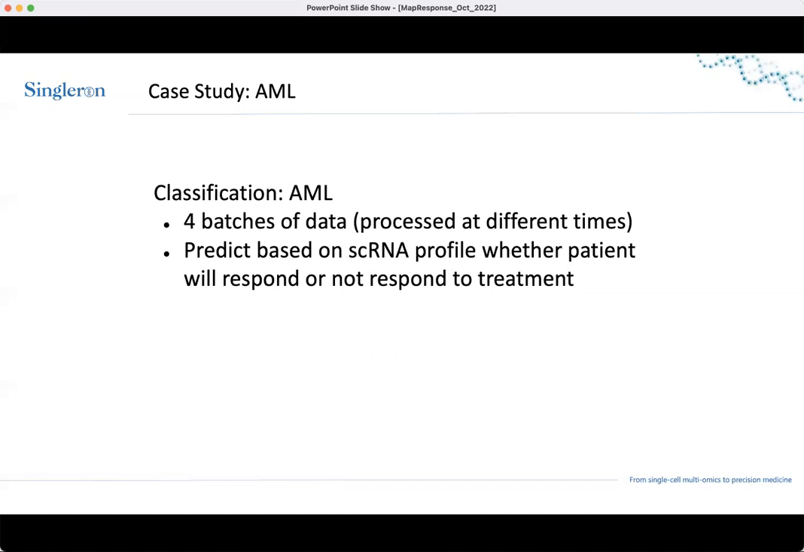Okay, to look at a case study here for some AML data, we have 4 batches of data, and these are processed at different times. So there could very well be batch effects. And then we want to predict, based on the single cell RNA profile, whether or not a patient will respond to treatment.